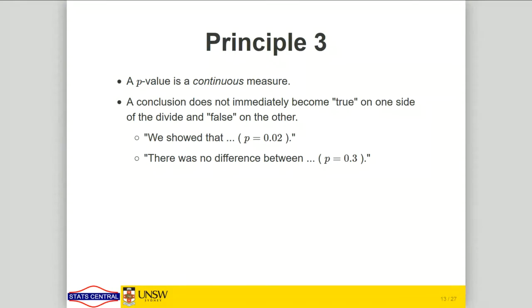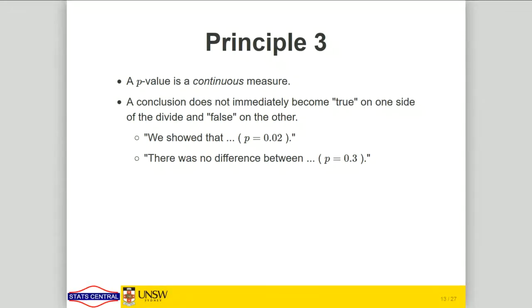But it doesn't necessarily mean that it's false. So it's not proof that the null hypothesis is false. It's just evidence that points in that direction. The second example goes back to principle one. We said that a p-value measures incompatibility with a specific model, not compatibility. So a large p-value doesn't imply that the model is true.